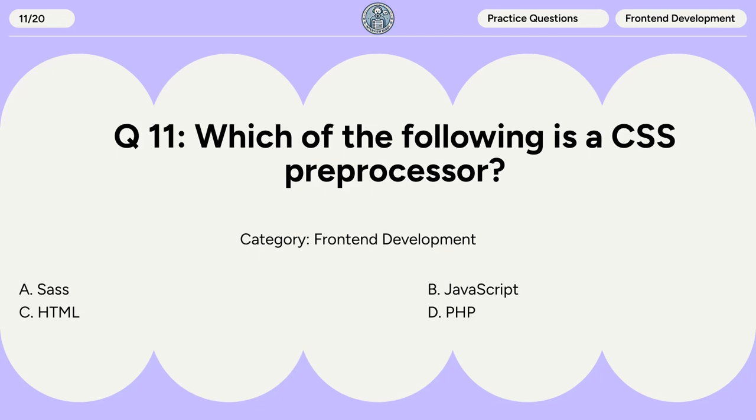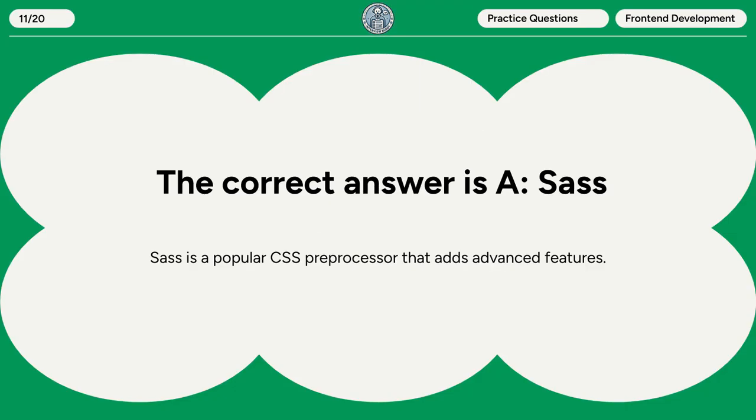Question 11. Which of the following is a CSS preprocessor? A. Sass. B. JavaScript. C. HTML. D. PHP. The correct answer is A. Sass. Sass is a popular CSS preprocessor that adds advanced features.